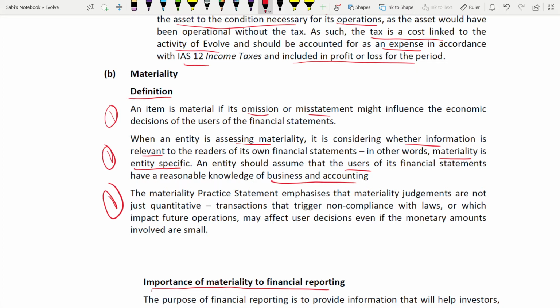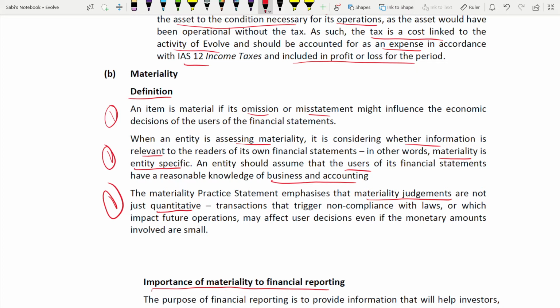So the materiality practice statement emphasizes that material judgments are not just quantitative. First you told the definition, omission or misstatement. Second you told entity specific. Third, now you are saying it should not be on quantitative only. That if this number is 10 million, it is material. If it is 1 million, it is not material. No, it's not on quantitative only. Not just quantitative means, yes, quantitative is also there. We are not ignoring that fact, but not only quantitative when you're making a materiality judgment. That's what the practice statement says.